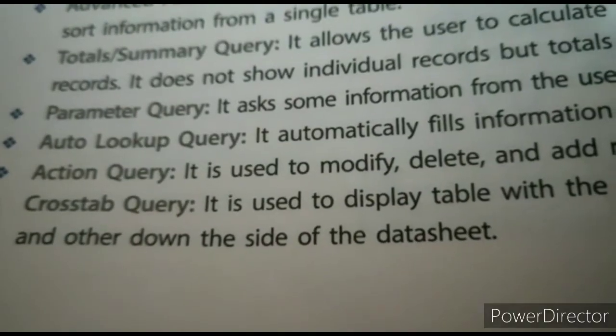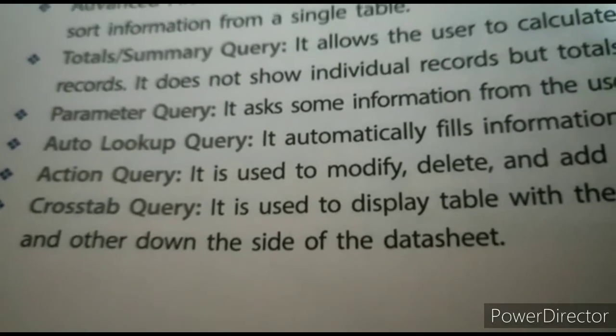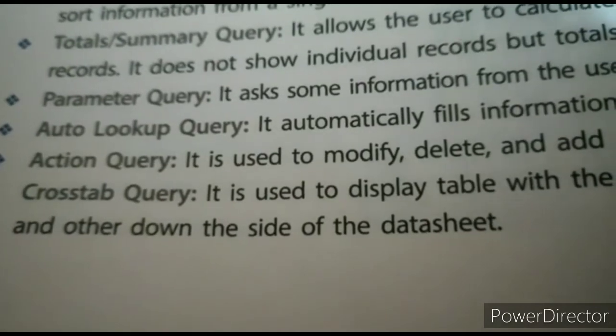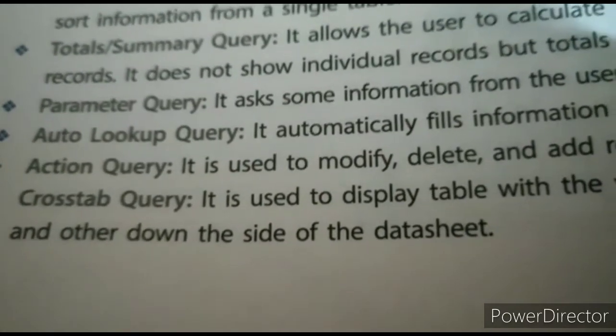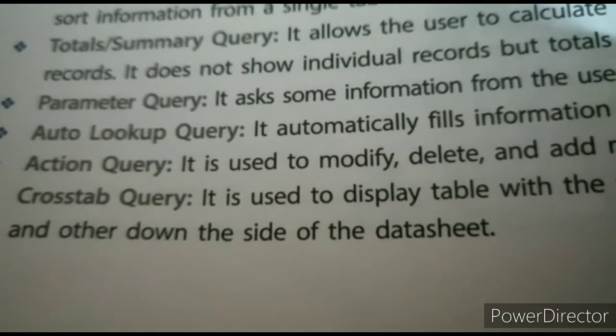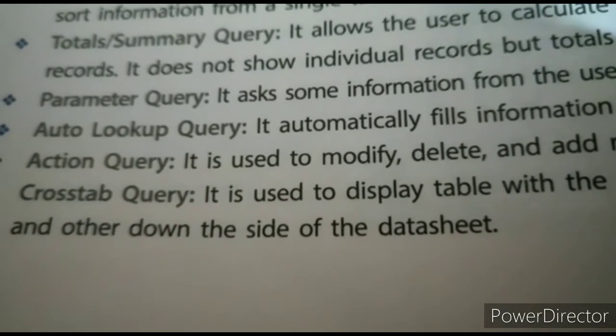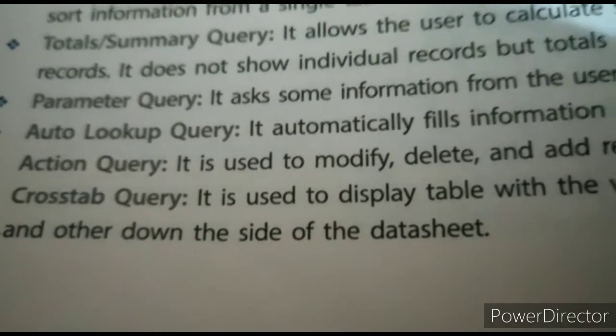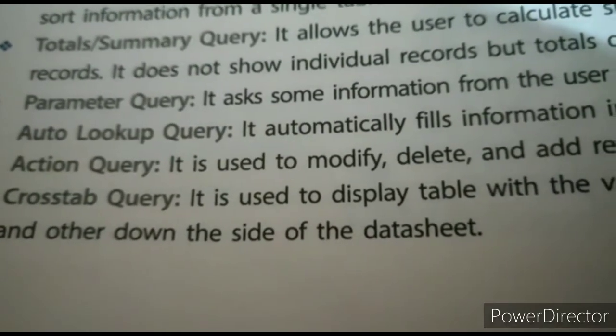The last one is the cross-tab query. It calculates sum, average, function and then groups the results by two sets of values. One set is on the side of a data sheet and the other set at the top. The diagram has been shown.